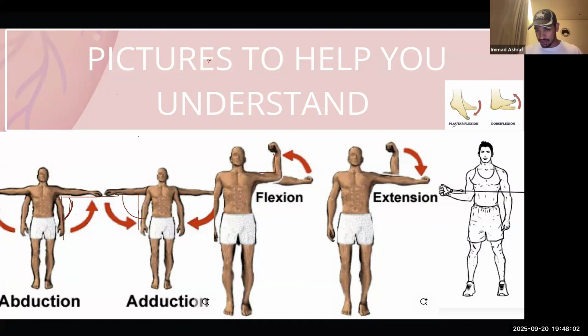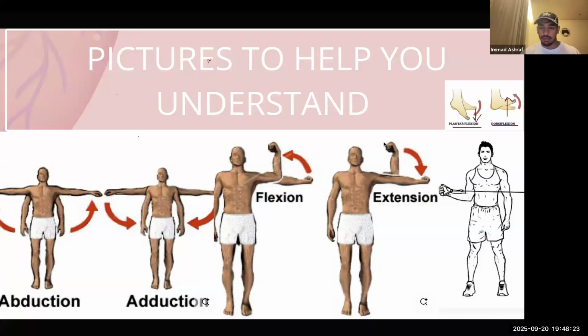And then you have plantar flexion, which is downwards, and dorsiflexion is upwards. Another way you can remember this is plantar and planet. Plantar flexion means you're moving your feet towards the planet, you're moving them downwards. Dorsiflexion is the opposite. That's another way you can remember plantar and dorsiflexion.